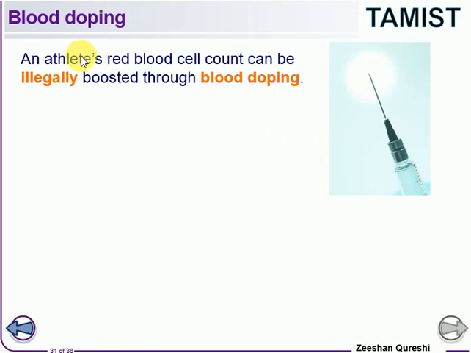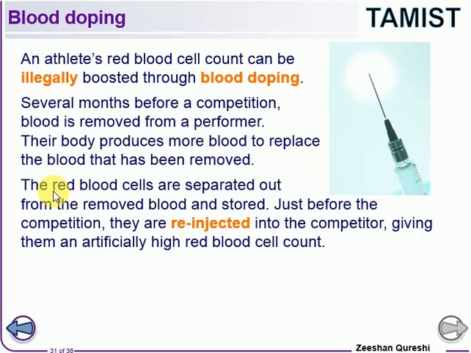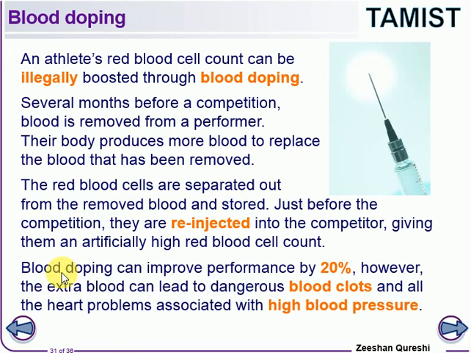Now, what is blood doping? An athlete's RBC count can be illegally boosted through blood doping. Several months before a competition, blood is removed from a performer. Their body produces more blood to replace the blood that has been removed. The RBCs are separated out from the removed blood and stored until just before the competition. They are re-injected into the competitor, giving them an artificially high RBC count. Blood doping can improve performance by 20%. However, the extra blood can lead to dangerous blood clots and heart problems associated with high blood pressure.